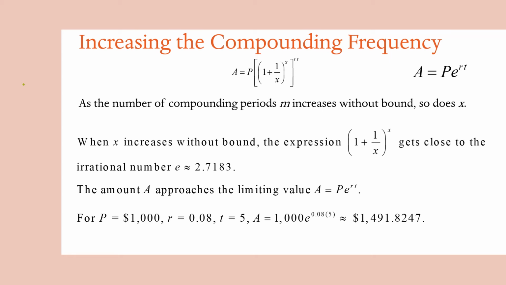For example, if P is 1000, r is 0.08, t is 5, A is 1000 times e raised to 0.08 times 5, so you get $1,491.83.